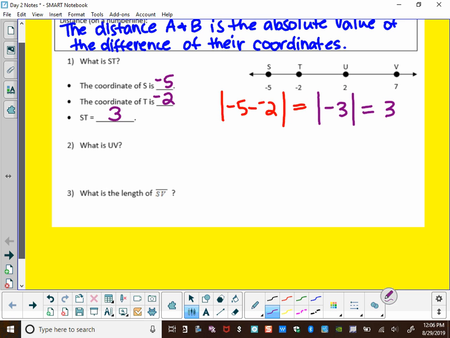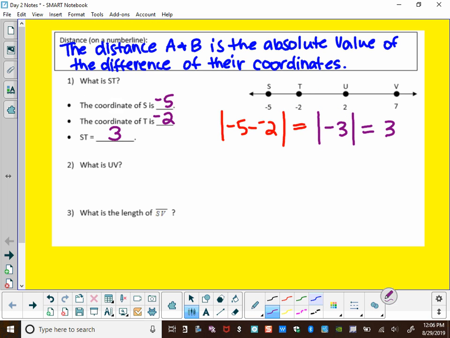All right, let's look at UV. In UV, I have the absolute value. What is U? 2. I always take the difference. And what is V? 7. So we have the absolute value of 2 minus 7. What's 2 minus 7? -5. And then once we take the absolute value of that, it becomes positive 5. Does that make sense?